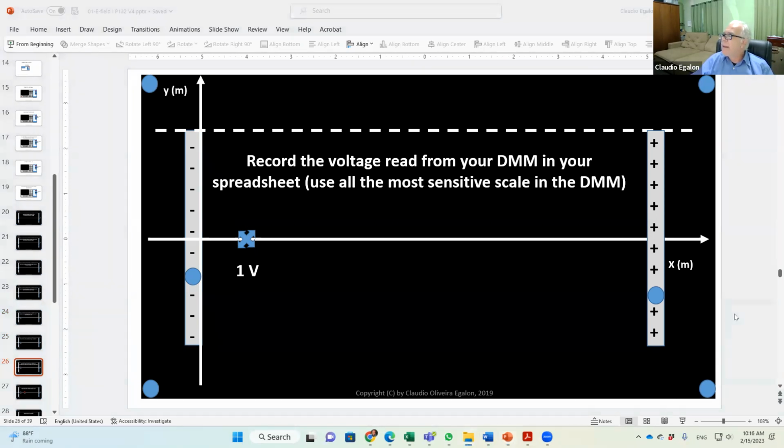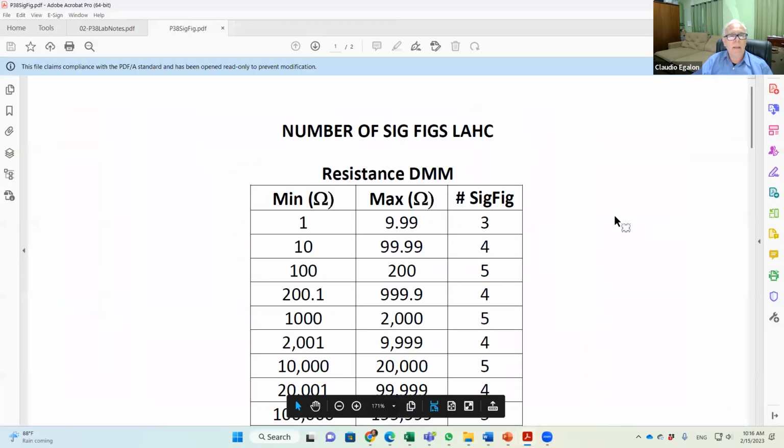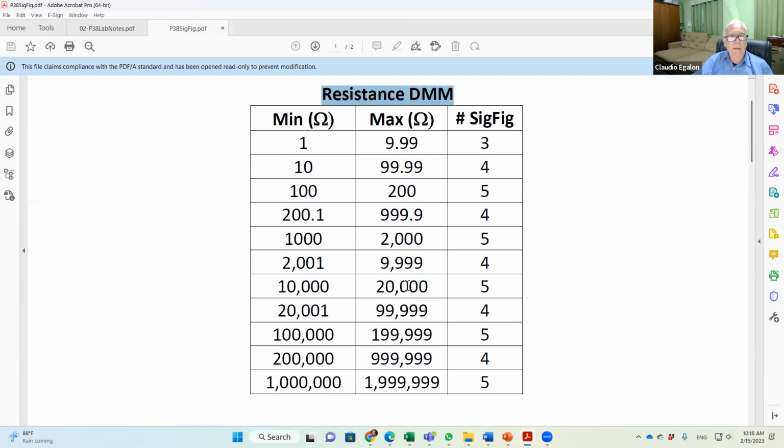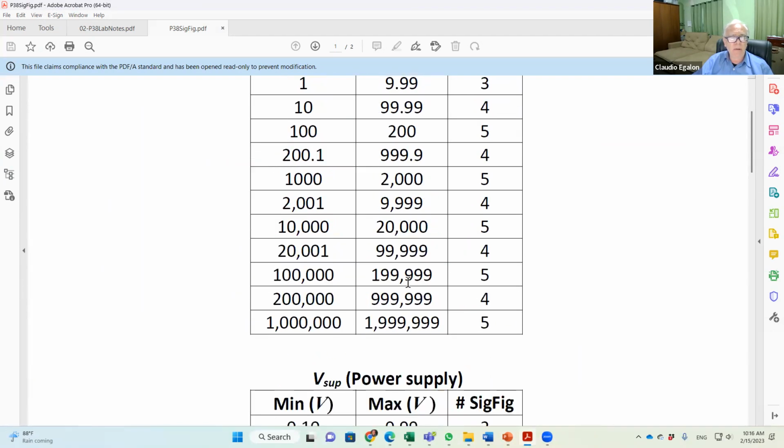And how do we find out what's the right number of decimal places? You go back to your P38 significance figures. Okay, here you go. Number of significance figures. See, we're not using resistance. You have a bunch of tables in this document. Here is the resistance, right? Measurement of resistance with the multimeter that we are using. But we're not measuring resistance. We are measuring voltage.